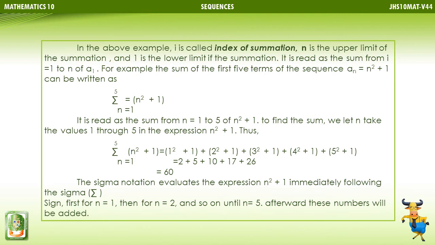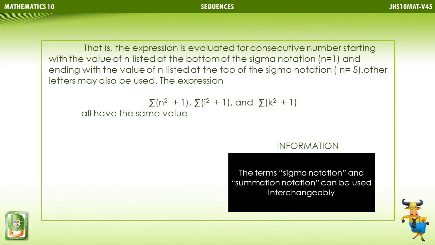The sigma notation evaluates the expression n squared plus 1 immediately following the sigma sign, first for n equals 1, then for n equals 2, and so on until n equals 5. Afterward these numbers will be added. That is, the expression is evaluated for consecutive numbers starting with the value of n listed at the bottom of the sigma notation, n equals 1, and ending with the value of n listed at the top of the sigma notation, n equals 5. Other letters may also be used. The summations of n squared plus 1, i squared plus 1, and k squared plus 1 all have the same value.